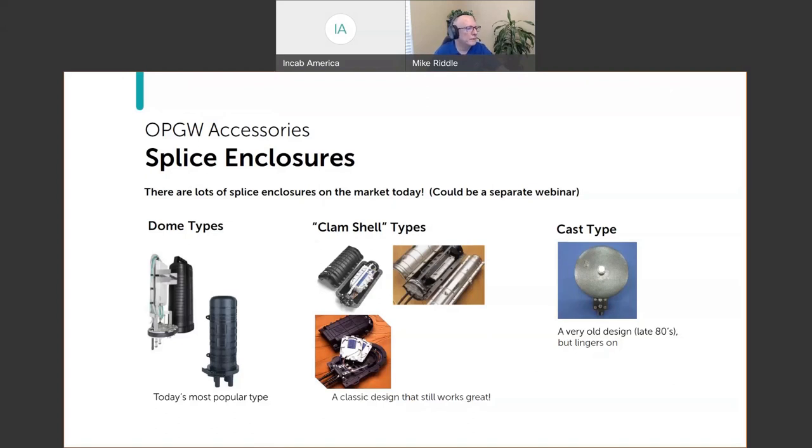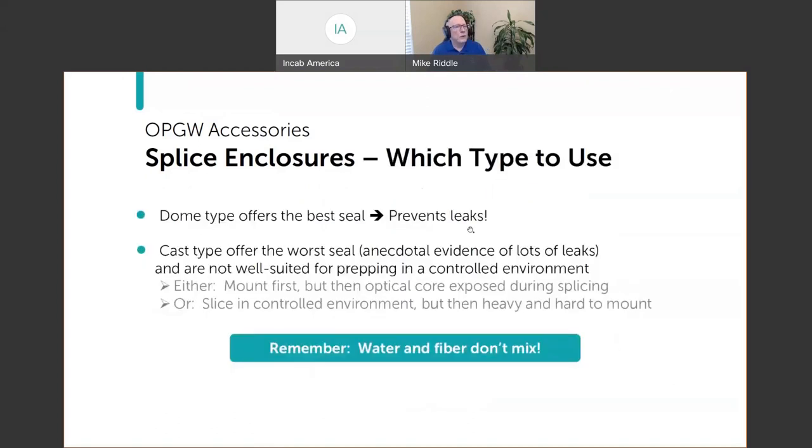But the thing about these is that the sealing occurs over a much greater distance. And in theory, it's not as well protected from water coming from rain or wherever as is the dome type. You also have a cast type. This is a very old design that lingers on for whatever reason. I guess because people have used it before and they've gotten used to it and they want to keep using it.